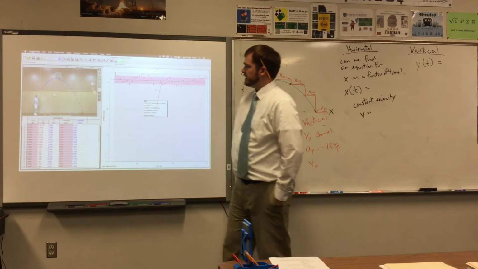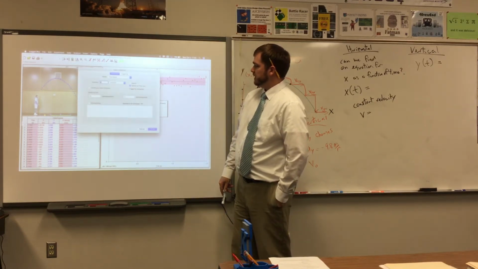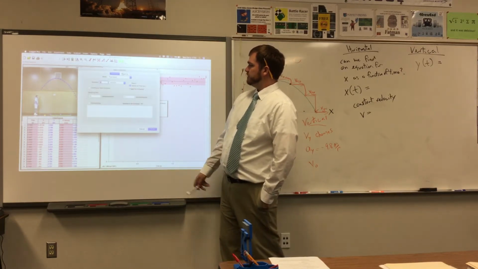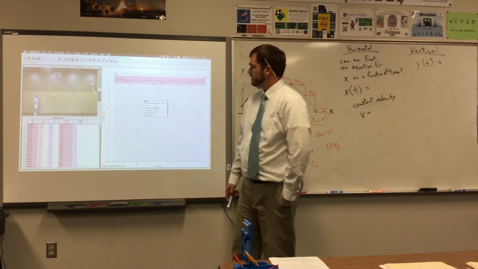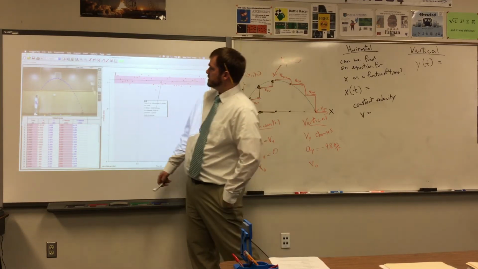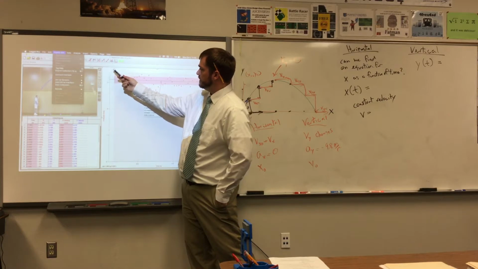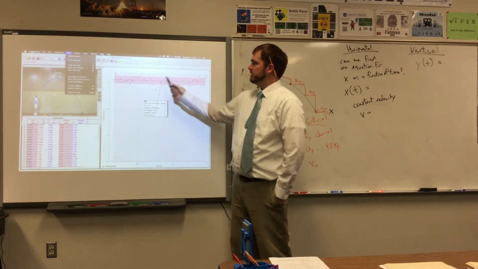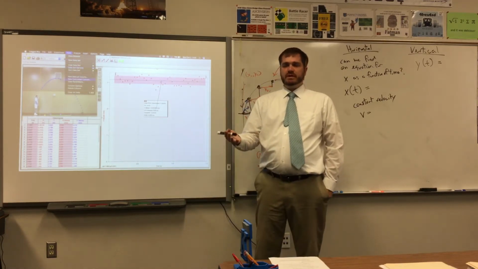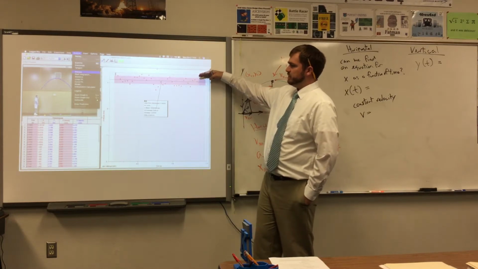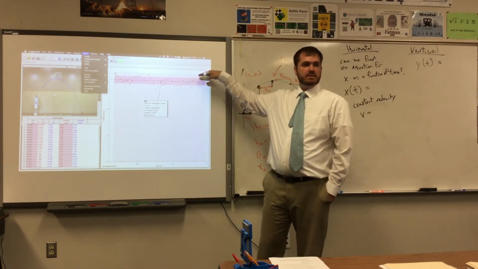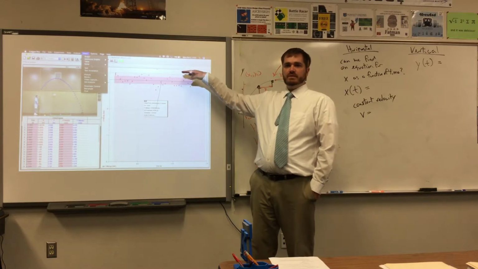Let's look at this one. Let's say data collection. What does that one do? I don't think that's what we want. I'm looking for something that's going to give us a nice little report. Is there anything that says statistics up there? Is there any other way that we can find the average velocity, except just eyeballing it? Does anybody know how we could find the velocity?